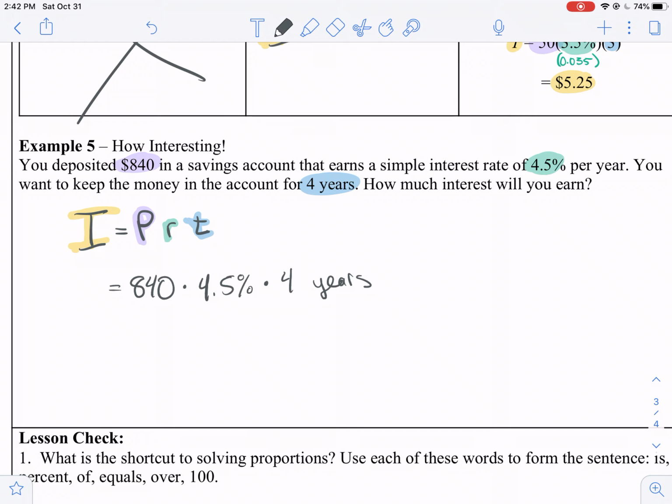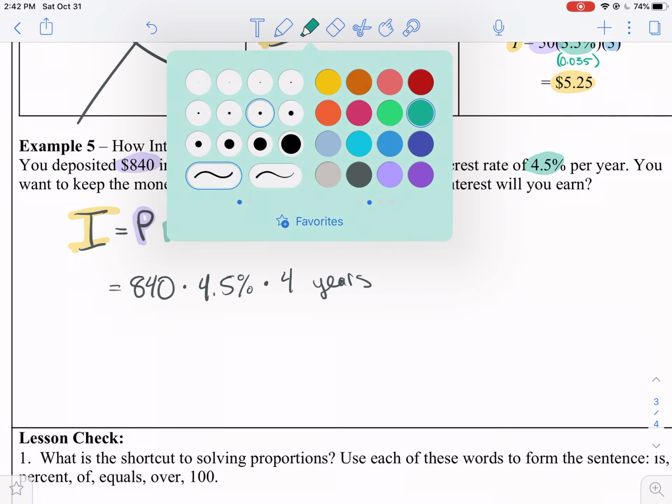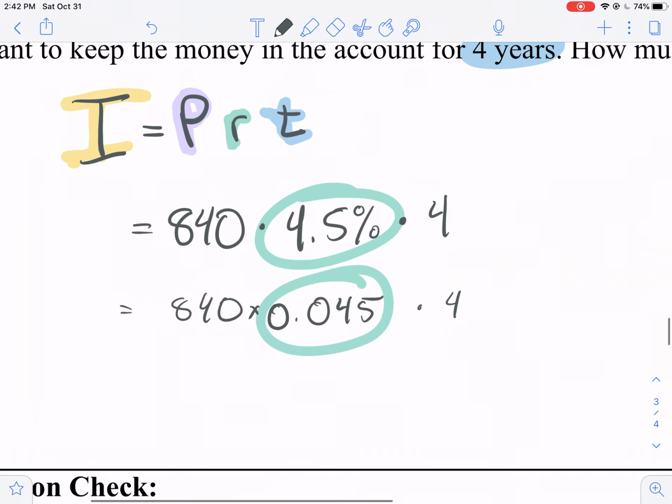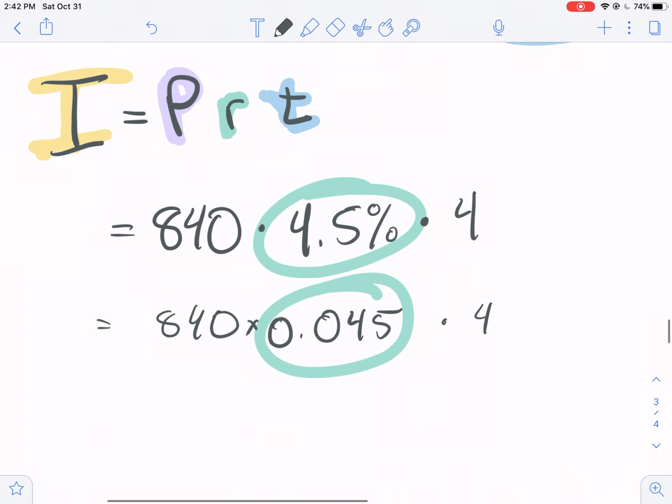But wait, what's important about our percent? We need to write our percent as a decimal. That's the same thing as 840 times 0.045 times 4. Don't know why I put years here, it's not important. Okay, so now we have 840 times 0.045 times 4. And that comes out to $168.